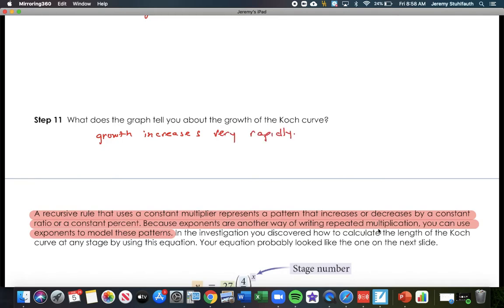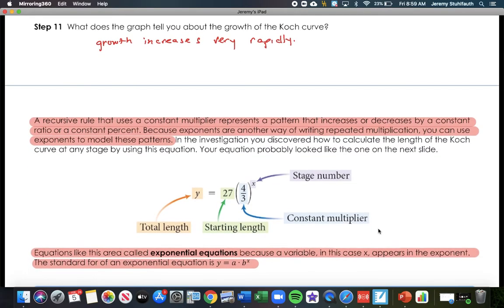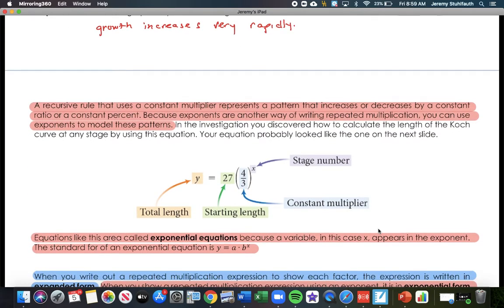Okay, and that's typically what we're going to find when we're dealing with these exponential equations, is that the growth is going to start off slower than you might think, and then all of a sudden it just increases very, very rapidly. So a recursive rule that uses a constant multiplier represents a pattern that increases or decreases by a constant ratio or a constant percent.